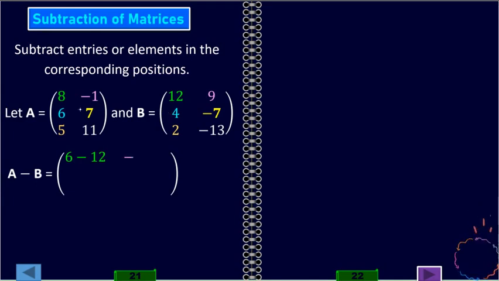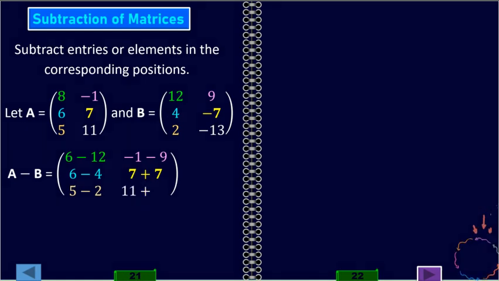Now how do we subtract them? We are going to subtract elements in the same position. So now you can see clearly all the elements in the same position. For emphasis, let's look at them one by one. So now, you see, this is 8 minus 12 because we are subtracting. The next one is minus 1 minus 9 because we are subtracting. The next one is 6 minus 4 because we are subtracting.